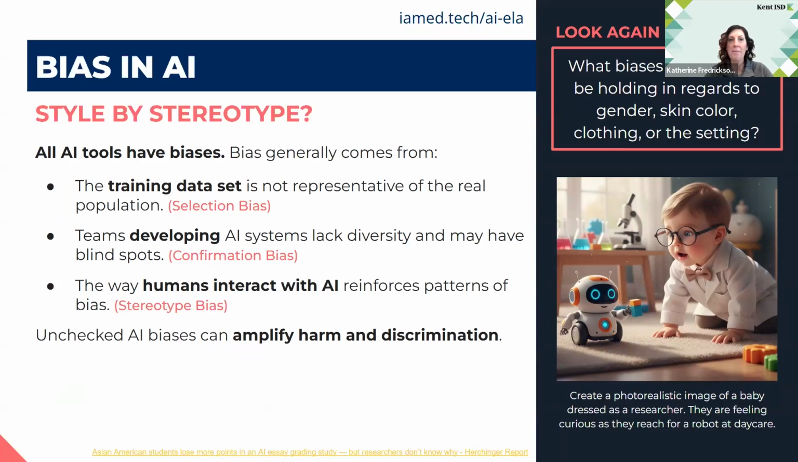So like selection bias, that's when the training data isn't representative of the real population. Then we move into the confirmation bias, which is about teams developing the systems, and there isn't a lot of diversity on those teams, and there's a lack of representation. And they often form these blind spots and where these gaps are trying to be filled, right? And then our stereotype bias, it's how we interact with it and reinforce patterns. So it's really important that we are critical when those outputs come out and check that output, right? Either give it a thumbs up, thumbs down, tell it that it's wrong, and make sure that you're doing that because it does cause harm and discrimination towards certain populations.